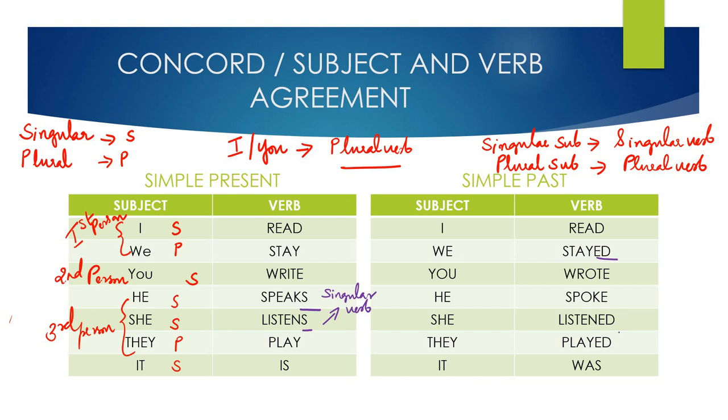Now, what is the last one we have? It. It is followed by was. Why is it was? Because in simple past tense, is changes to was. Right? So I hope it is clear. Any doubts here?